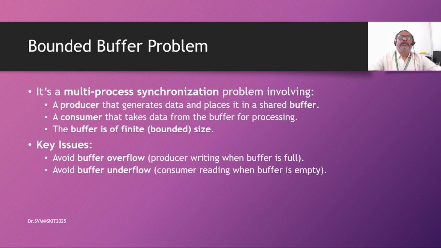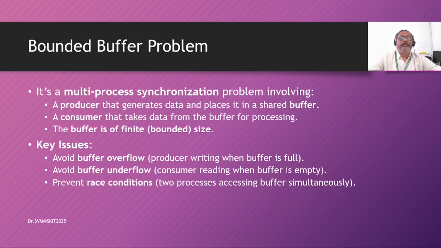And as discussed earlier, these actions have to be done atomically. Therefore we need mutual exclusion, which is required to prevent race conditions. So make sure that two processes do not access the buffer at the same time. That also should be taken care of. Either the producer should be working or the consumer should be working, not both at any given time.